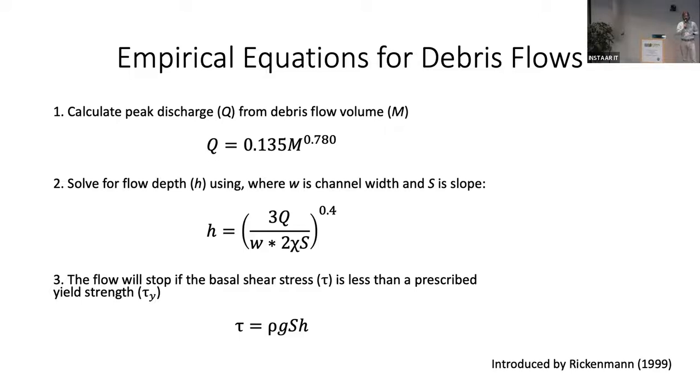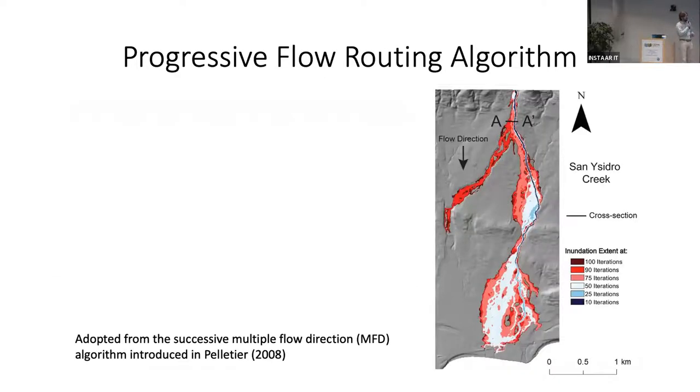So like I mentioned earlier, there is a yield strength that is prescribed by the user prior to simulation. And so the flow is only routed when the shear stress defined by equation three is above that prescribed yield strength. The flow volume is routed using the progressive flow routing algorithm, which is a variation of the multiple flow direction algorithm. The traditional MFD algorithm routes flow based only on topographic slope and does not consider flow depth, which makes it more suitable for low flow conditions.